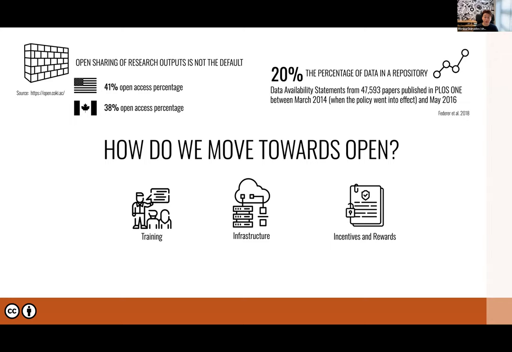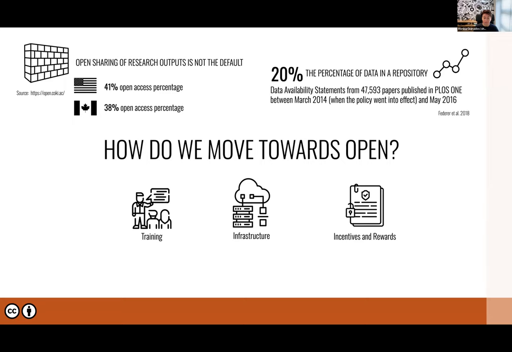The third is incentives and rewards. We absolutely have to change the way that we reward scientists and researchers on the research that they produce. Right now, they're incentivized not to do things openly. That's why we see those statistics. That's why we see 20%. That's why we see 38%. There are no incentives right now to practice openly, or the ones that do exist, they're unaware of.